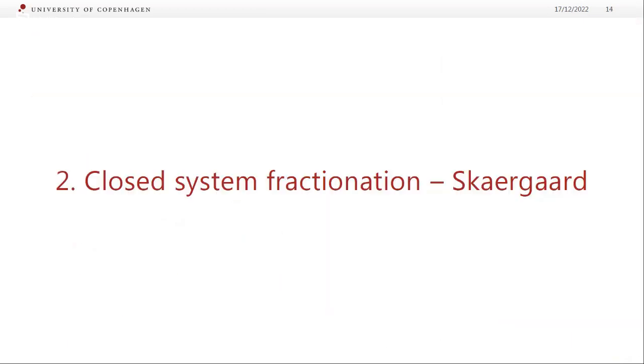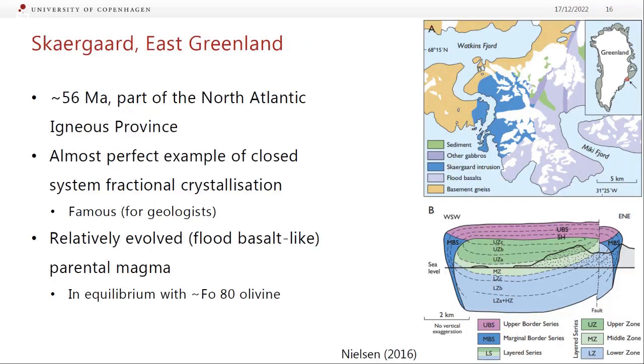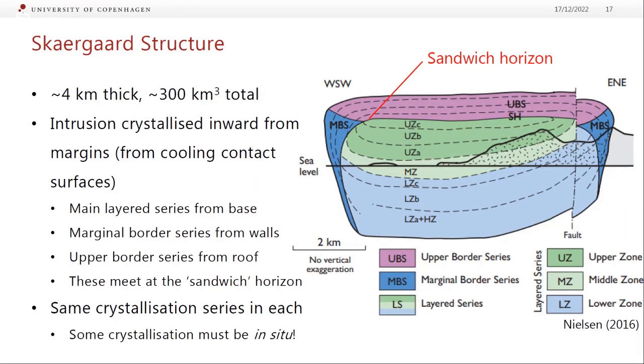If it was, I'm just going to skip back to that slide actually. If it was purely floating or sinking, then we should see all the high density crystals at the bottom and all the most primitive cumulates at the bottom. And then we should see this gradual progression up through more and more evolved cumulates. So if we think back to our basalt crystallization, it might be olivine, dunite, and then maybe a troctolite, and then a gabbro on top, and then some weird stuff above that. And then we shouldn't ever see troctolites or dunites at the top, because they'd have all been crystallized out at the bottom. So the fact that we see the same series at the top, the bottom, and the sides means that at least some of this was growing in from the edges, right? So that's the in-situ model.